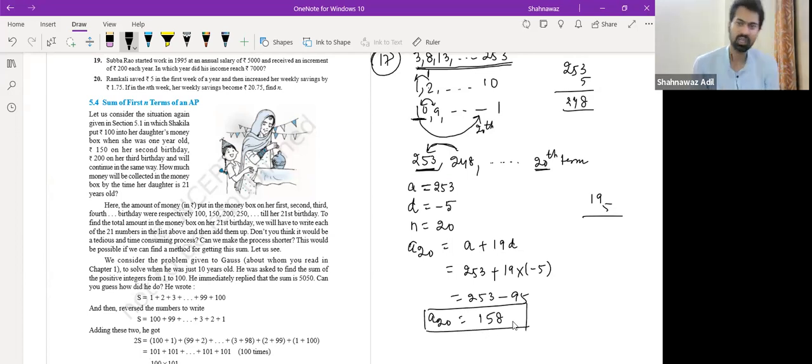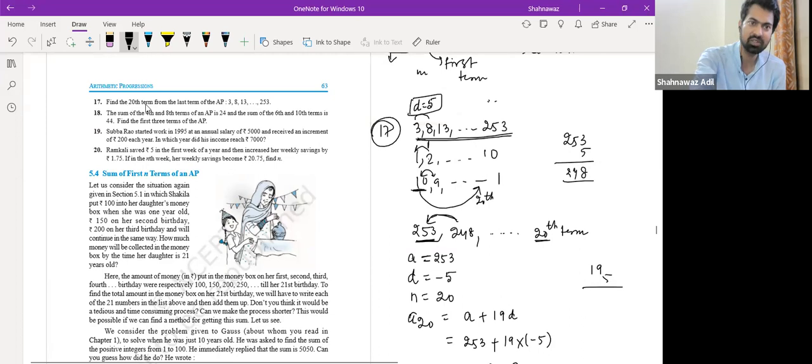Any doubt in this question, guys? So what was the question? Find the 20th term from the last term of the AP. So this was the AP, and we have to take the reverse order of the AP. The reverse order would give us this, and from this reverse order we have to calculate the 20th term. So our first term and the common difference will change, right? This was the idea that we have to apply in this question.